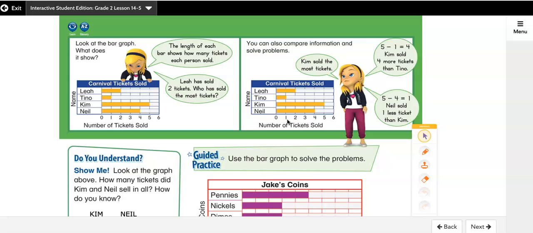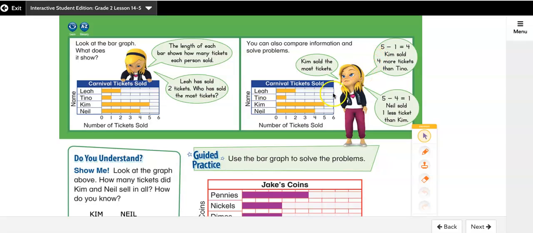And we want to find out the difference between those two. Remember, friends, that to find the difference between 2 numbers, we need to subtract. The answer to a subtraction problem is the difference. So then our friend up here has done our problem for us. 5 minus 1 equals 4. So we can conclude that Kim sold 4 more tickets than Tino.